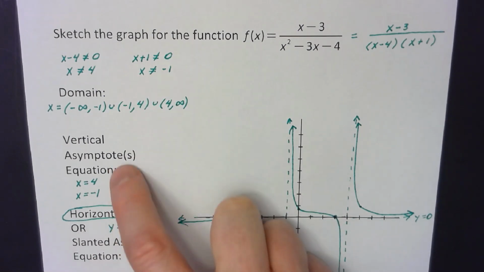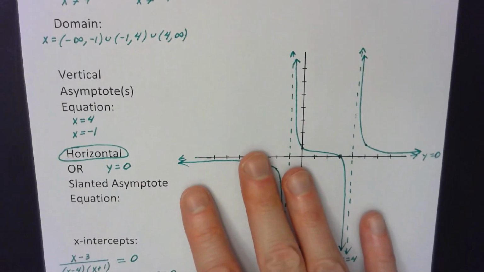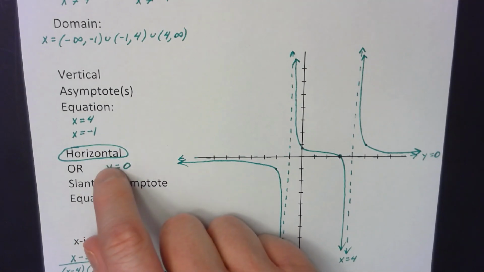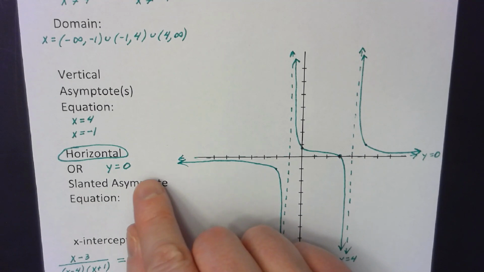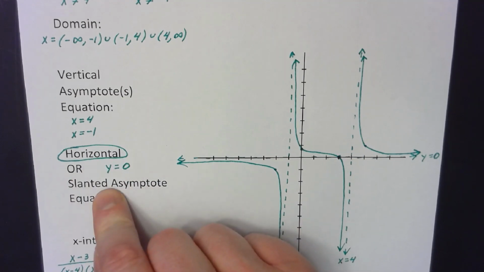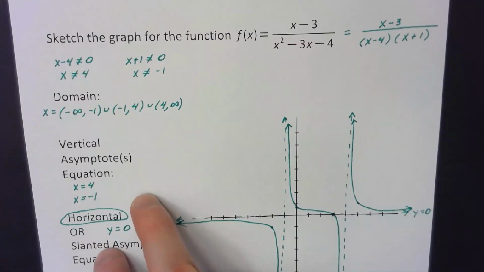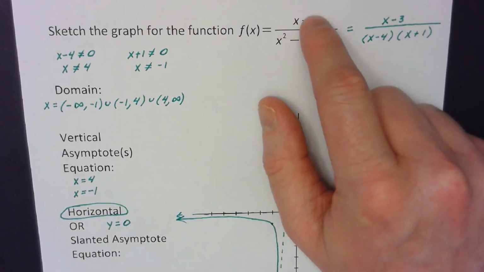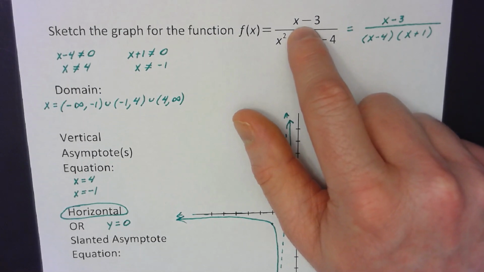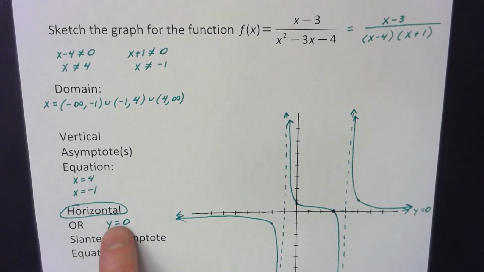The function cannot equal those values, so it's going to go off towards infinity or negative infinity as x approaches those values. Now, when I'm talking about whether it has a horizontal or slant asymptote, notice capital OR, it's one or the other, never both. It's impossible to have both a slant asymptote and a horizontal asymptote. I look at the original problem, I can say, well, this is an easy case. Degree of the numerator is 1, degree of the denominator is 2. Every single time the degree of the denominator is greater than the numerator, you have a horizontal asymptote at y equals 0.